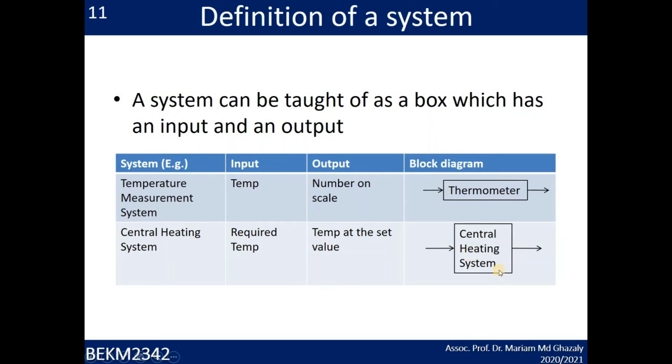So a system can be defined as two types, which is an open loop system and a closed loop system. So later I will explain what the difference is between these two systems.